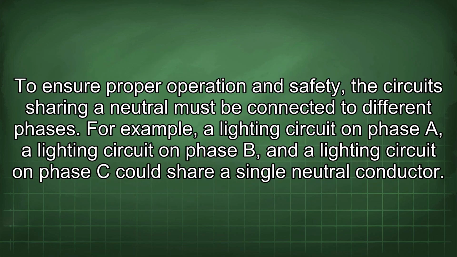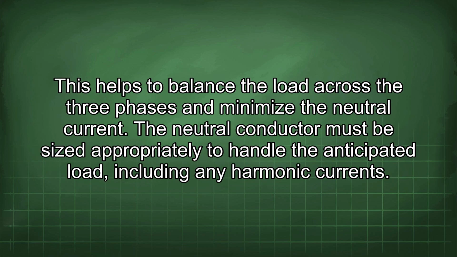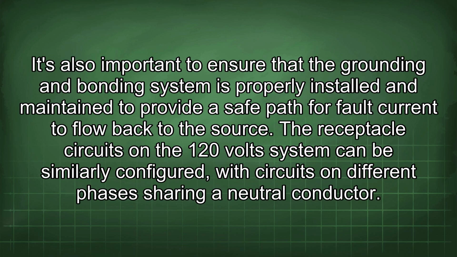To ensure proper operation and safety, the circuits sharing a neutral must be connected to different phases. For example, a lighting circuit on phase A, a lighting circuit on phase B, and a lighting circuit on phase C could share a single neutral conductor. This helps to balance the load across the three phases and minimize the neutral current. The neutral conductor must be sized appropriately to handle the anticipated load, including any harmonic currents. It's also important to ensure that the grounding and bonding system is properly installed and maintained to provide a safe path for fault current to flow back to the source.